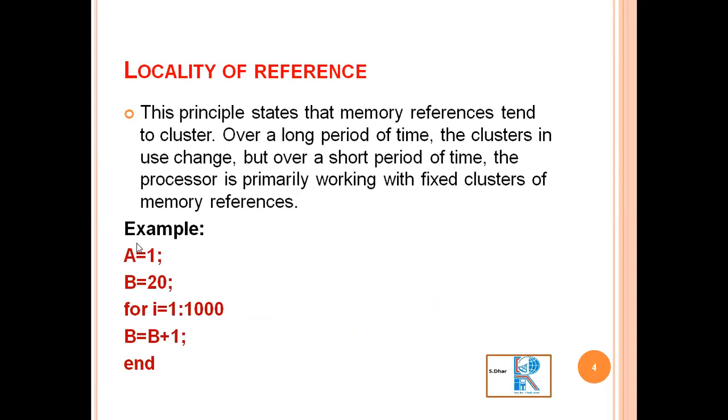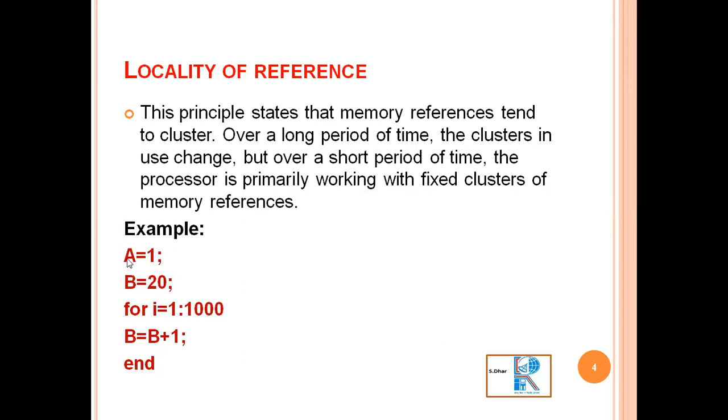Here, I have written a small piece of code, in pseudo language, not any particular language. A is equal to 1, B is equal to 20. This is the initialization of the variables A and B. And then for I is equal to 1 to 1000, B is equal to B plus 1, end. Clear? Now, if the processor wants to execute this piece of code, what will happen?